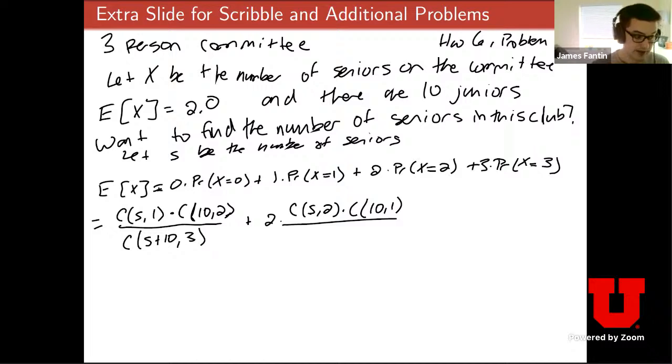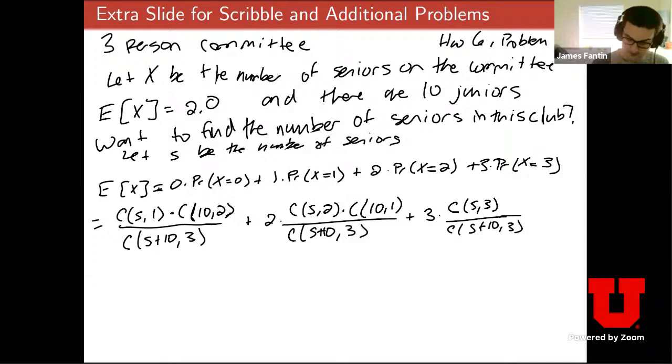That's the total number of ways we could get 2 seniors on the committee. We divide by the sample space, S plus 10 choose 3. Then we could choose 3 seniors on the committee. And then we divide by the sample space. And yeah, we'd have something that looks like this.